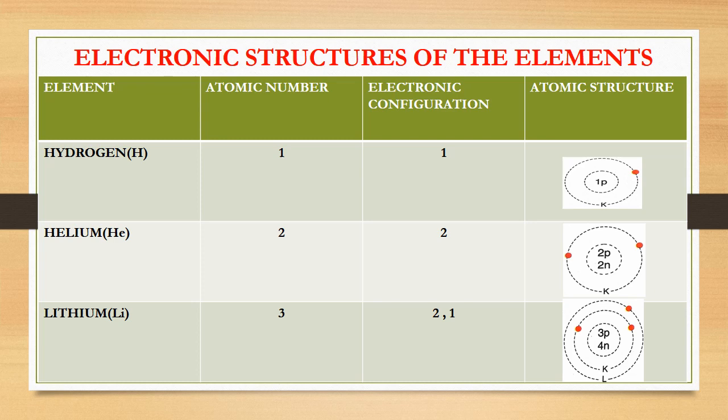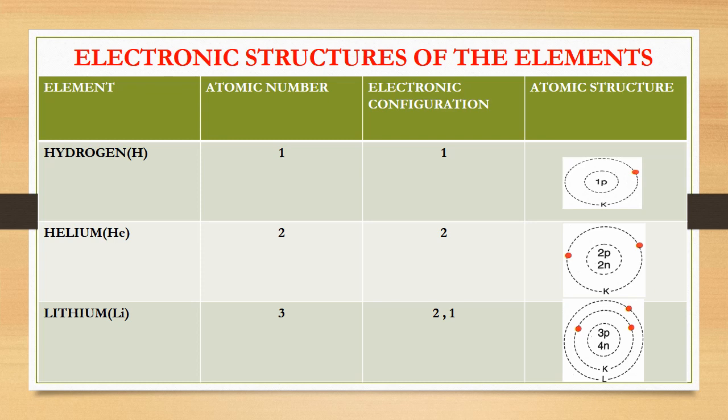Likewise, for helium, the symbol is He, atomic number is 2, electronic configuration can be written as 2. And if you see the atomic structure, you can see that it has 2 protons, 2 neutrons in the nucleus. And how many cells does it have? Only one cell, that is K cell. And the K cell will hold how many electrons? 2 electrons in helium.